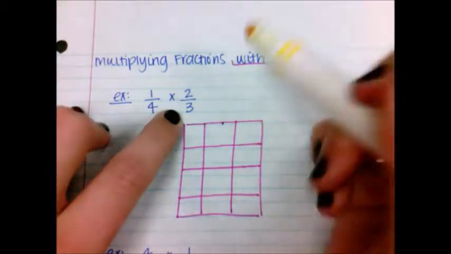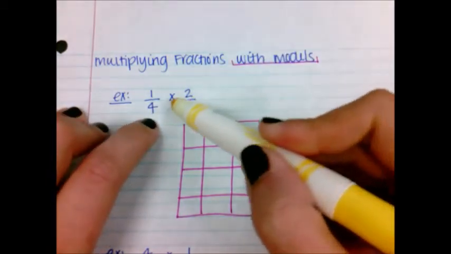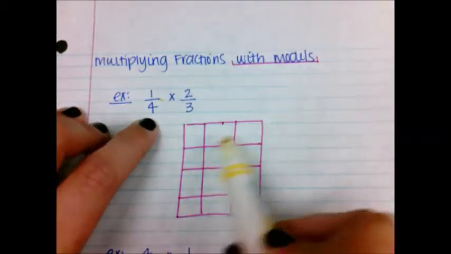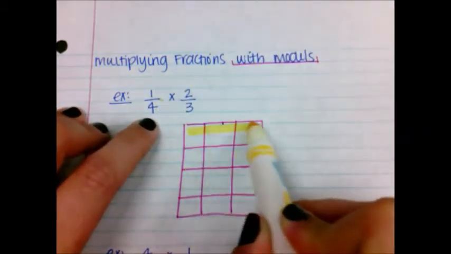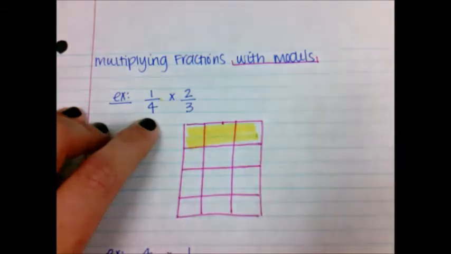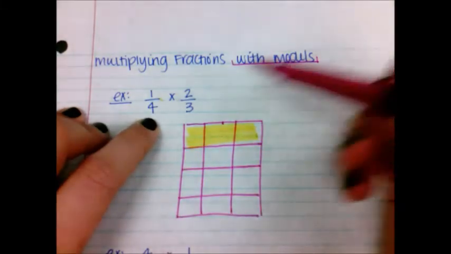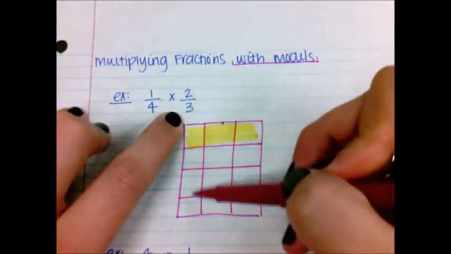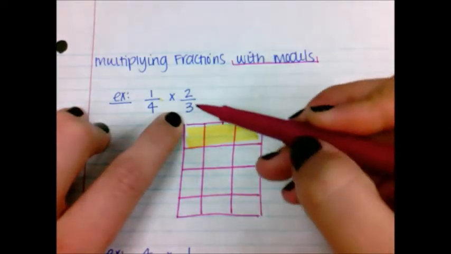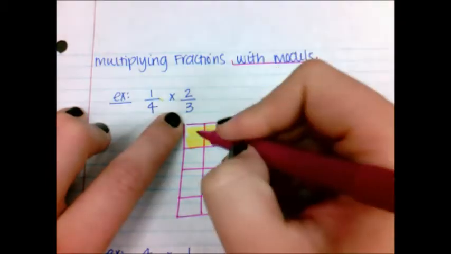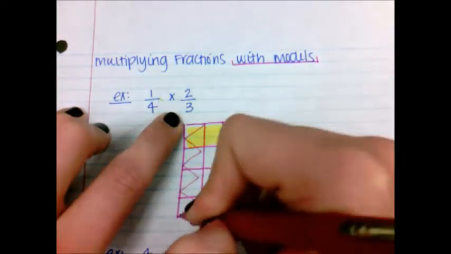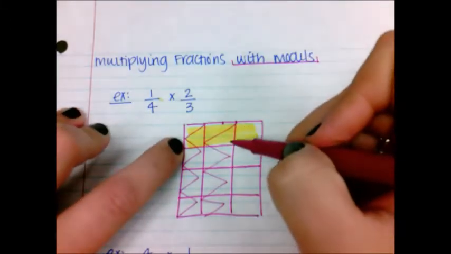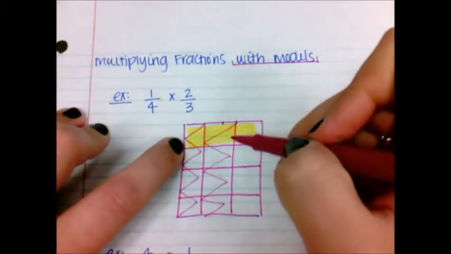Then students are told to shade one of those fourths that they made. Remember, fourths were going this way, so I'll shade in one of the fourths. I then need to shade in 2 of the thirds. Thirds are going this way, and instead of shading, really, we do zigzag lines so that we can tell which boxes have been shaded or colored twice.